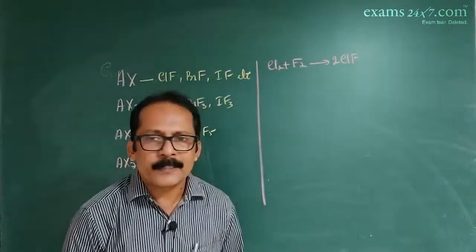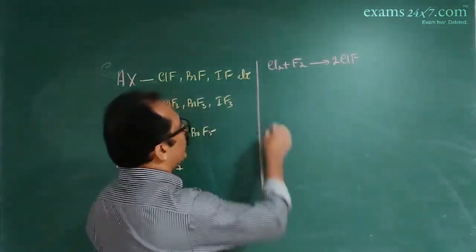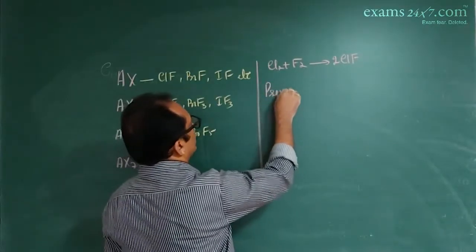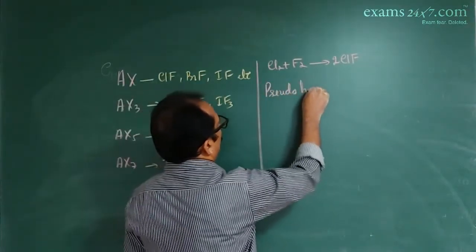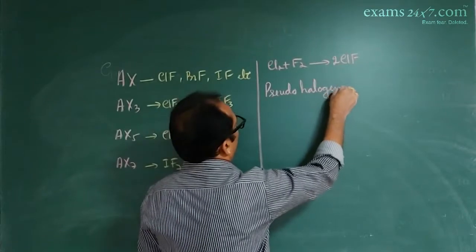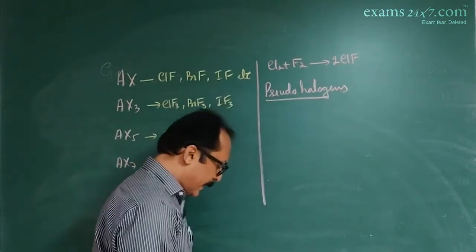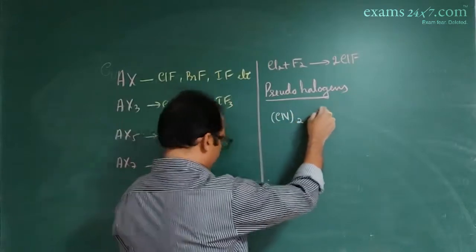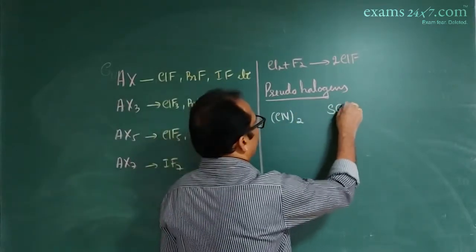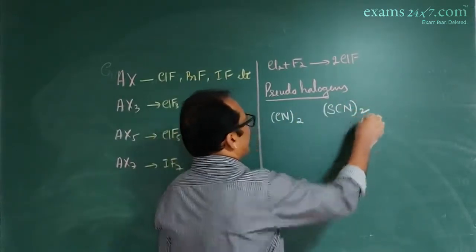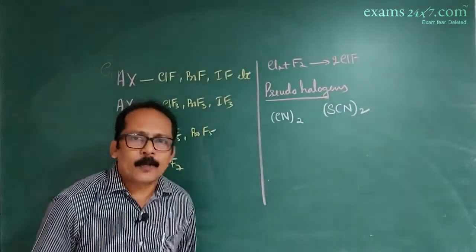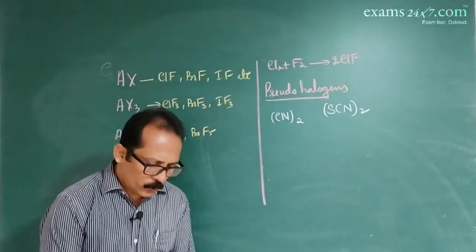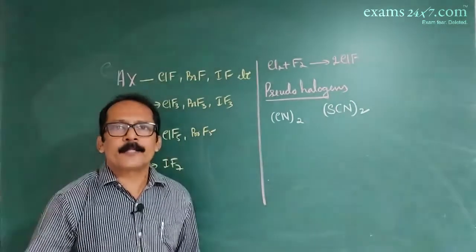Now, some of the terms like pseudohalogens. Compounds like (CN)2 and (SCN)2 exhibit similar properties to halogens. Therefore, they are called pseudohalogens. Now, similarly pseudohalides.